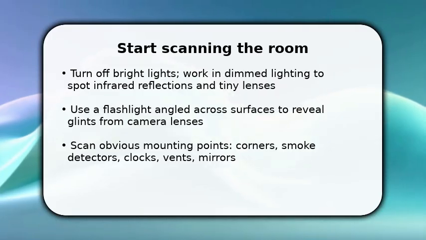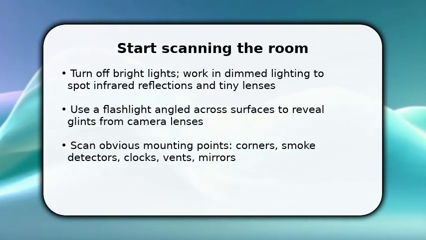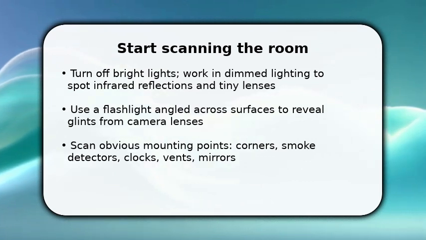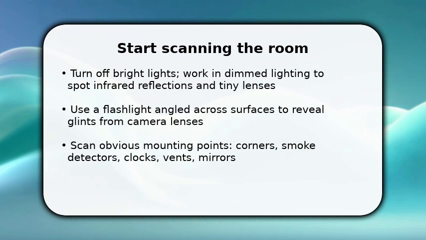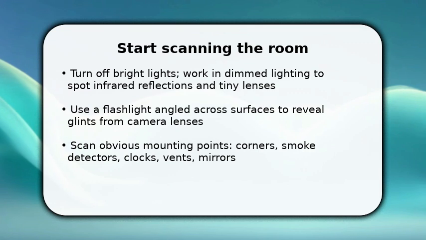You begin by changing the lighting and doing a systematic visual sweep. Dim the room, because infrared LED rings and glass lenses reflect differently in low light. Once done, use a flashlight held at a shallow angle and sweep slowly across walls, ceilings, vents, clocks, and smoke detectors. That side glint is often a lens.